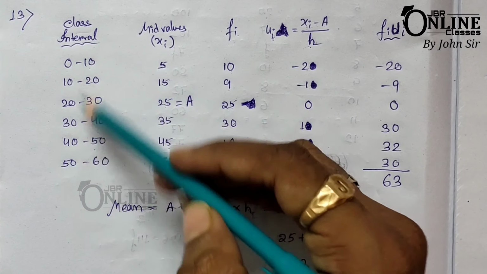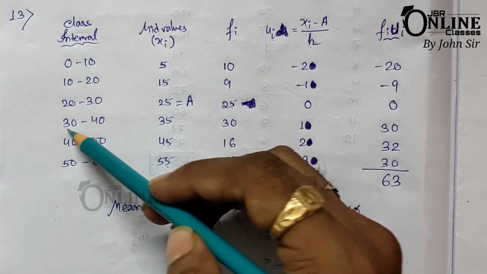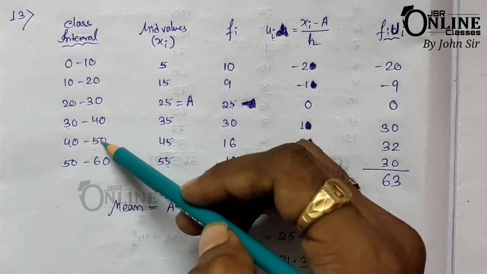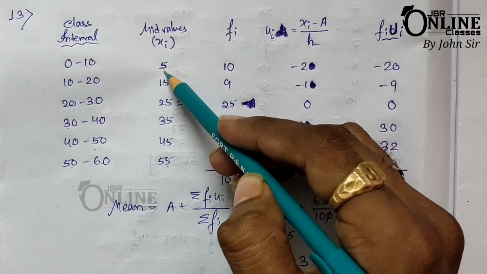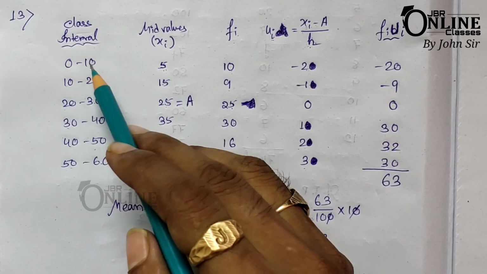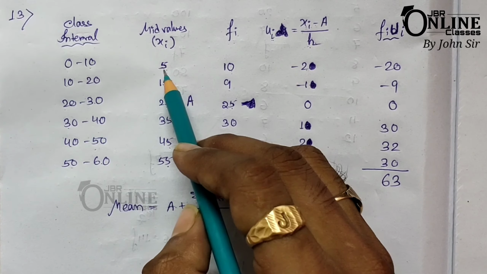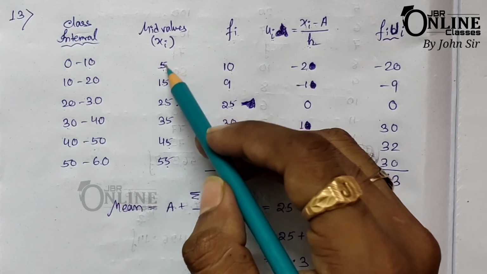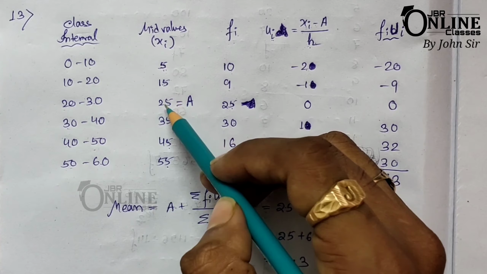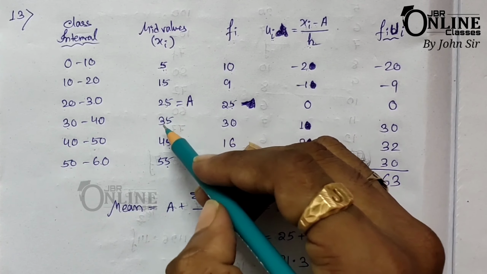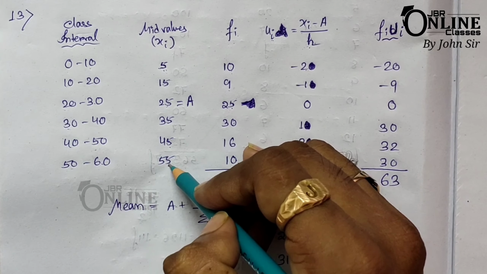So here the class intervals are 0 to 10, 10 to 20, 20 to 30, 30 to 40, 40 to 50, 50 to 60. So first the mid values. For the formula of the mid values, you just add these two numbers, then divide by 2. 10 plus 0, 10 by 2, that equals 5. As the class length is 10, then 5 plus 10, 15, 15 plus 10, 25, 25 plus 10, 35, 35 plus 10, 45, then 55. Okay.